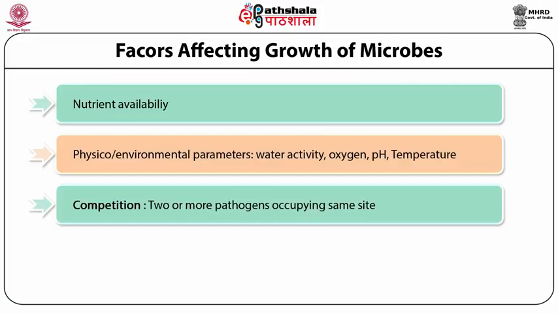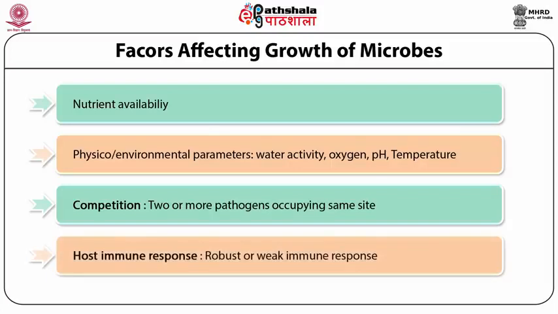When two or more pathogens infect the body at the same time, they will compete for resources. They will compete for food, for iron, for vitamins and minerals. So the bacteria which can uptake nutrients at a higher rate win in this competition and will first colonize the body sites. And the fourth factor is host immune response.